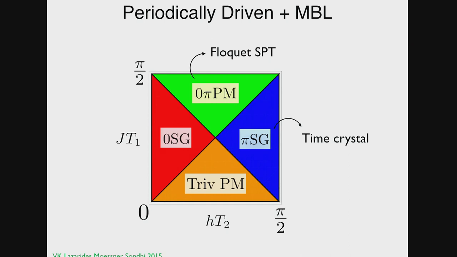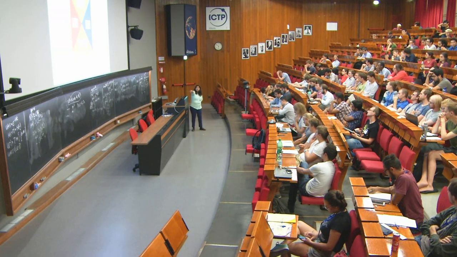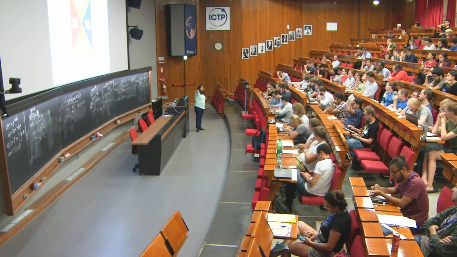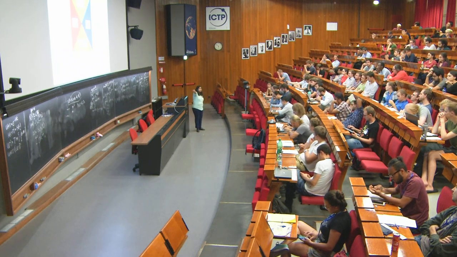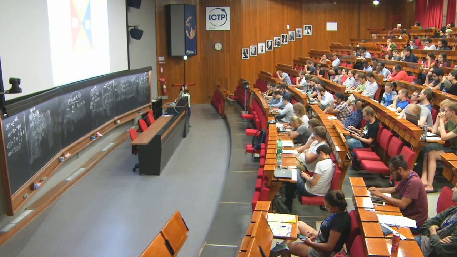Sorry, so can you speak louder? So what I'm looking at here is the eigenstate properties of that time evolution operator over one period. So I construct U of T, which I've written on that board corner over there, which is the evolution operator over one period. And I can look at the eigenvalues and eigenstates of that, and then within those eigenstates and eigenvalues, I can look at eigenspectrum order once again.